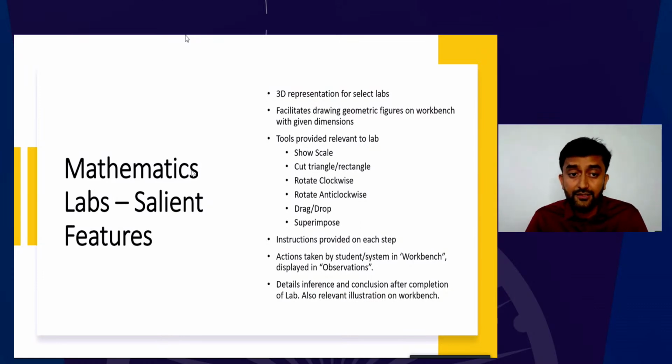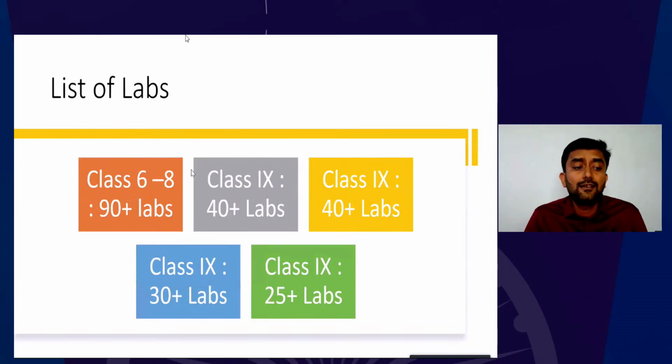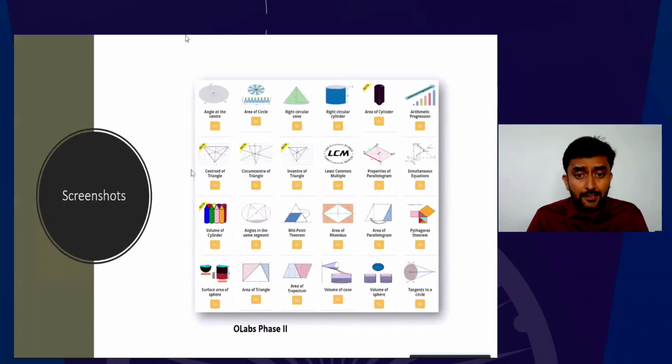So these are the features of the mathematics lab which we are developing, and this is the current list of labs. We have more than 200 labs in the list available with the CBSE lab manual. Out of these, we are in the process of developing many labs for mathematics. These are from class 6 to 12.